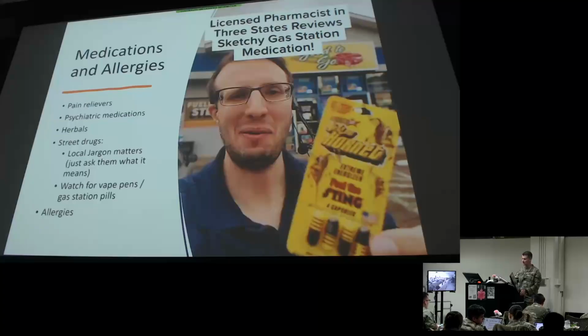And then street drugs. I feel like we don't see as many street drugs, but then we see more. Jargon matters, just ask them what it means. Don't try to learn your local slang, like, oh, that's a soup drug in Baltimore, I know that one. Vape pens tend to be a very common offender. It's just like, oh, he vapes. It's like, well, what's actually in the vape pen?